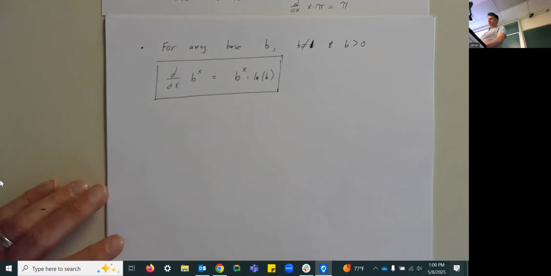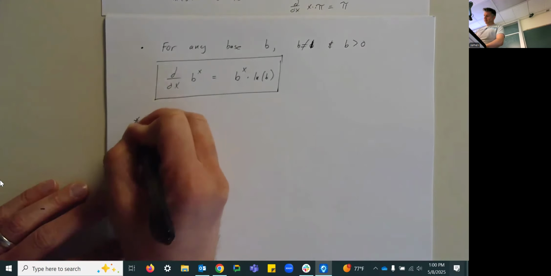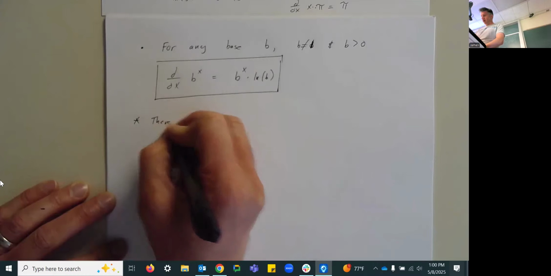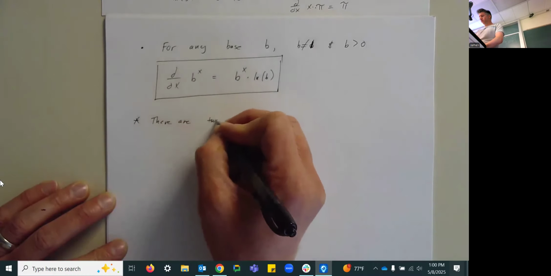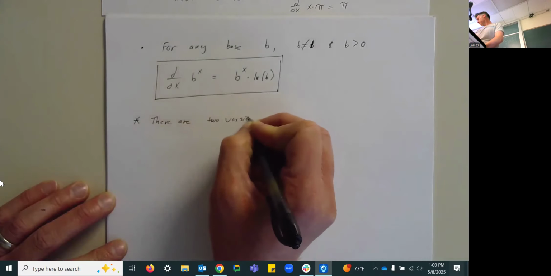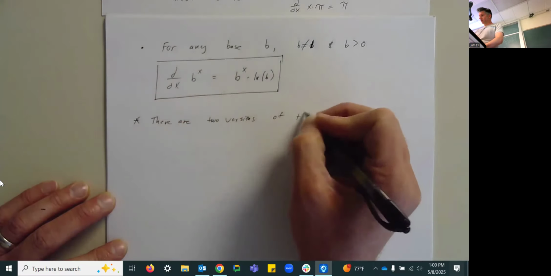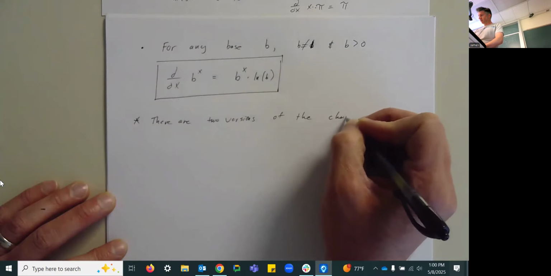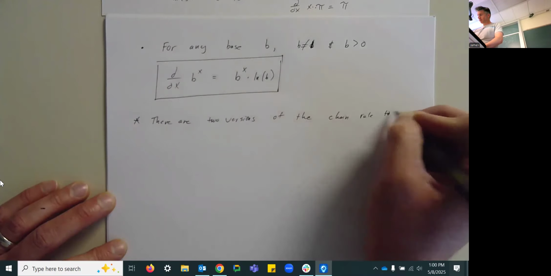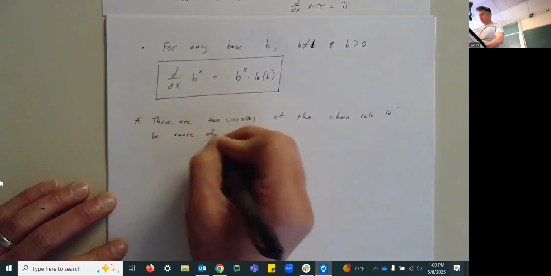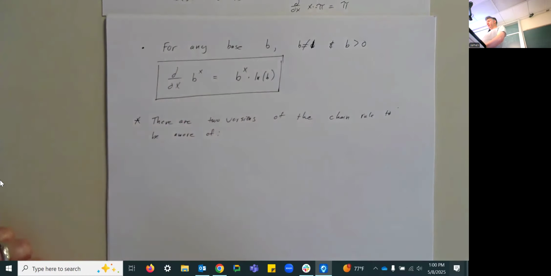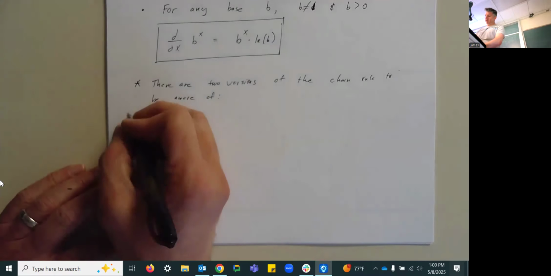There are two versions of the chain rule that we should be aware of. I will say they both mean the same thing, they just are written in different ways. So let's look at this first example.